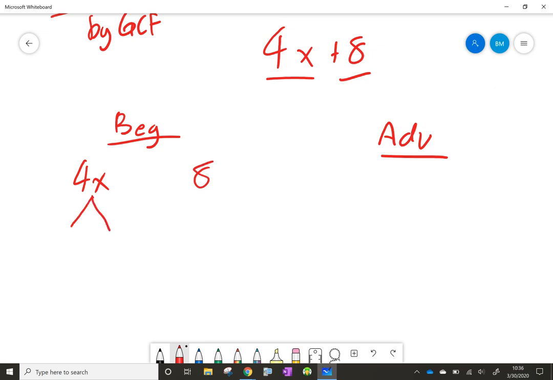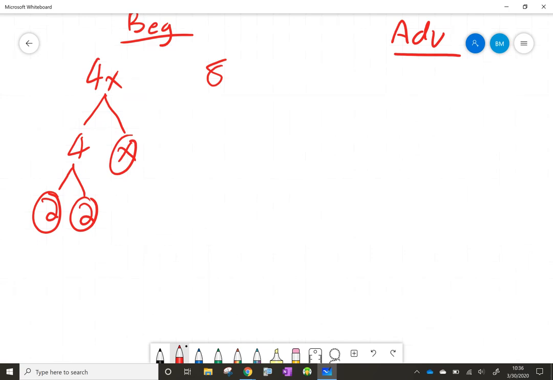So 4x, at least we know this is 4 times x, right? So we'll break it up into 4 times x. Now x ends this branch simply because we can't break x into anything else, right? It's going to be x times 1. So we'll just leave that branch there. But the 4 we can break down a little bit more. 4 we can break down into 2 times 2. And 2 are both prime numbers, so that ends that branch. So our factors of 4x are 2, 2, and x.